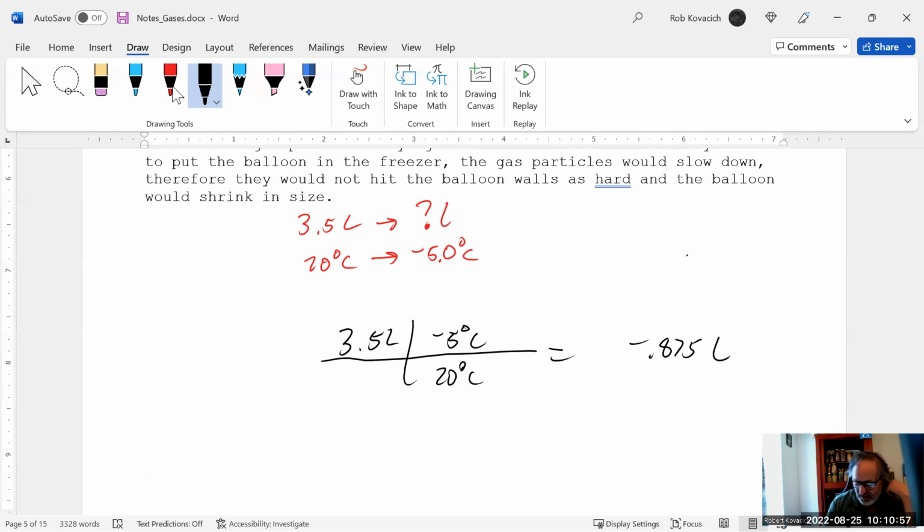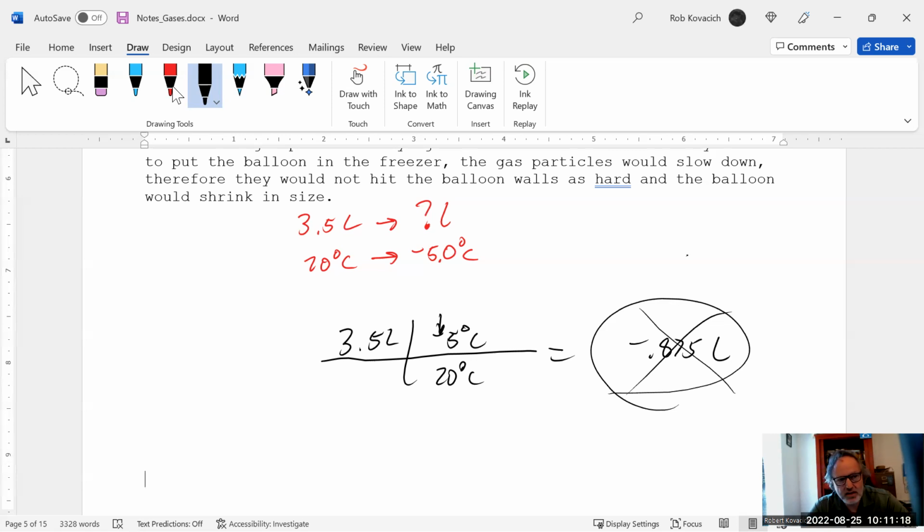So this isn't a thing, right? Something either takes up space or it doesn't take up space, but it can't take up negative space. This isn't like an Escher drawing. This is reality. So what's the problem with my calculation? My problem is I have a negative sign. Well, the temperature can go negative.